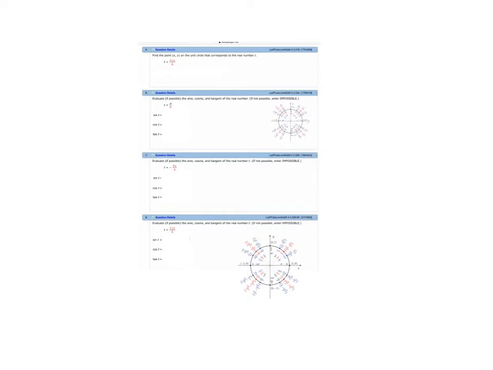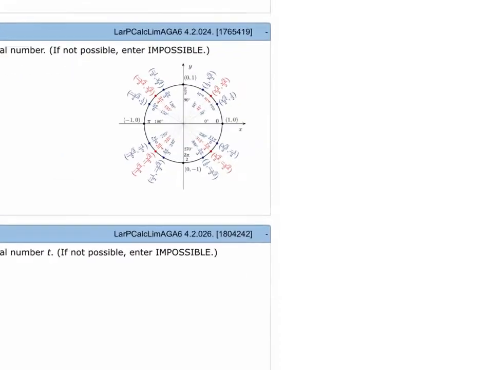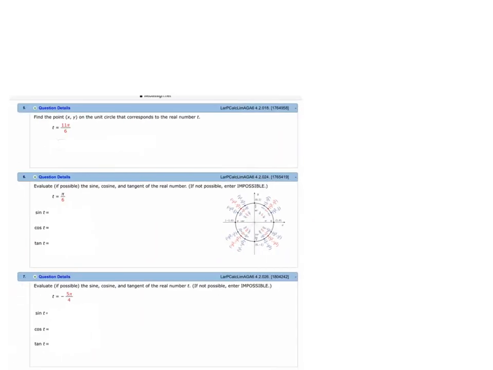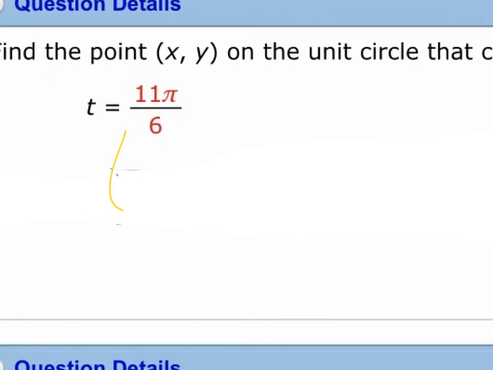All right, let's look at the next one. Look at your unit circle, guys. Can you please tell me the ordered pair that goes with 11 pi over 6? It is the fourth quadrant. Square root of 3 over 2, comma, negative 1/2. So tell me what the sine and cosine are. Sine is negative 1/2. Cosine is square root 3 over 2.